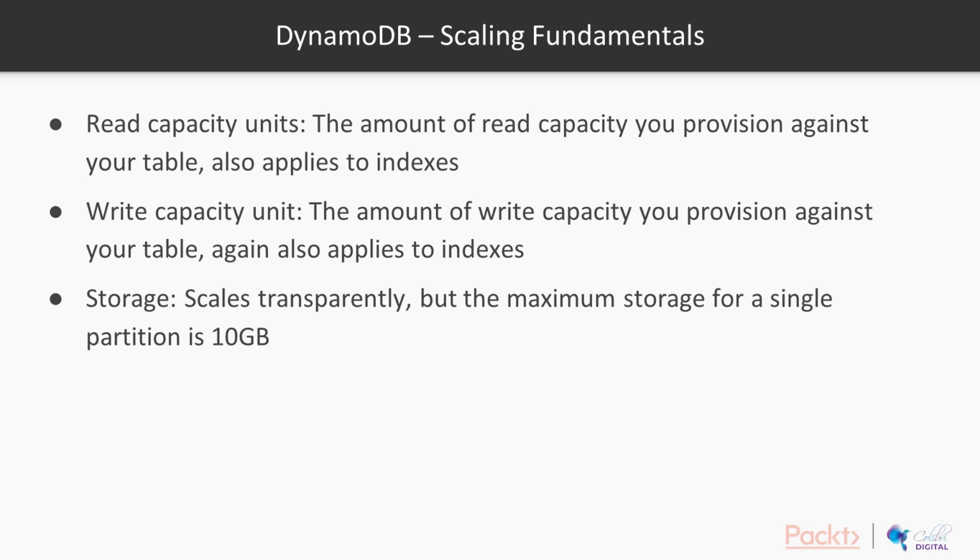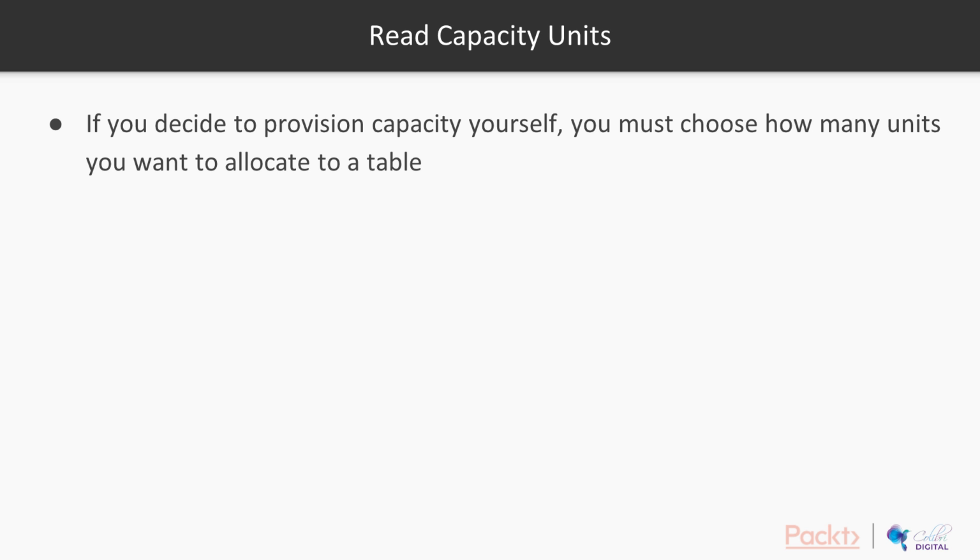And the last consideration is storage. Now this is not something that you have to configure in DynamoDB because Amazon manage it and scale it for you transparently. But the maximum amount of storage you can have for a single partition is 10 gigabytes. And this actually leads us to have an understanding of how Amazon build DynamoDB and how they provision it. So each partition is actually a node in the database cluster, and each of those nodes has 10 gig of high performance SSD storage.